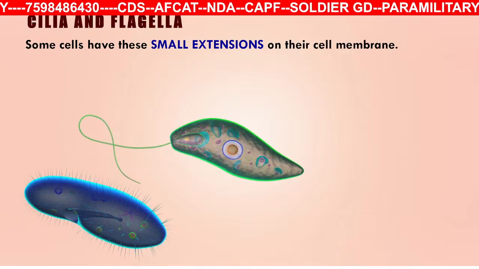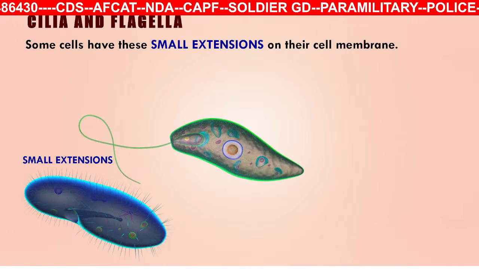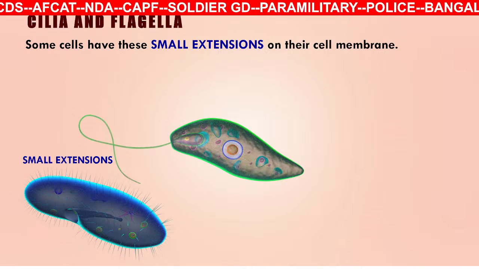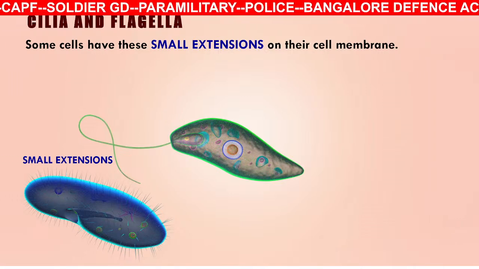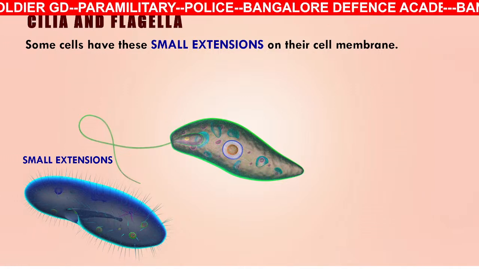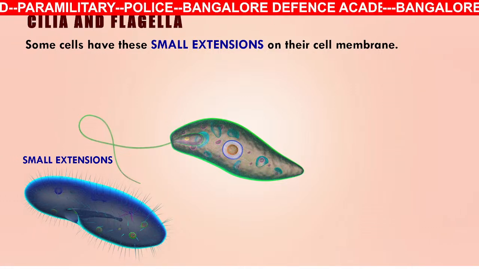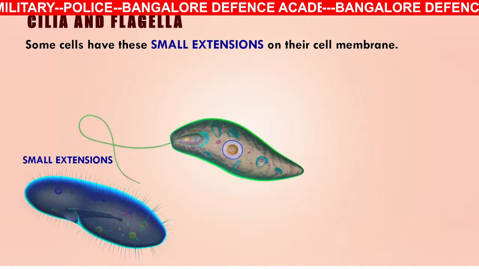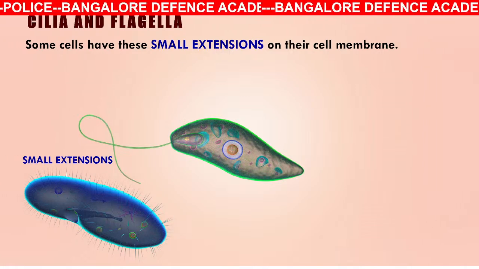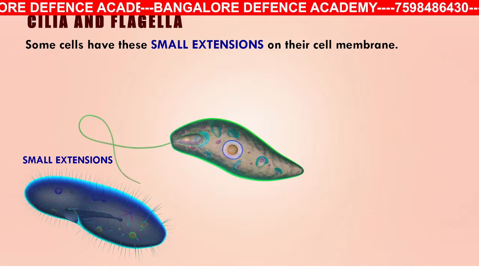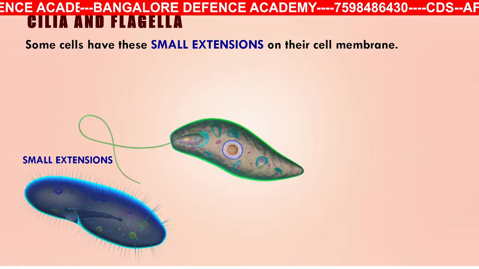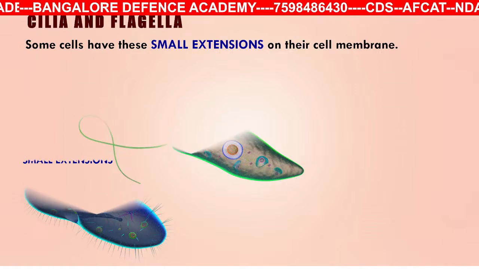Next, cilia, which are also called flagella. So now let us try to understand. Some cells have small extensions on their cell membrane. See, this is the cell, and can you see the small thorn-like things? Okay, these are called small extensions. Here you have small legs, tiny legs. Imagine here this one has only one tail-like thing. This helps in locomotion or movement.